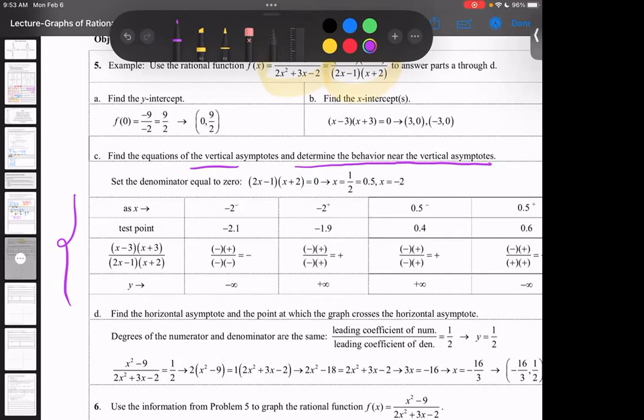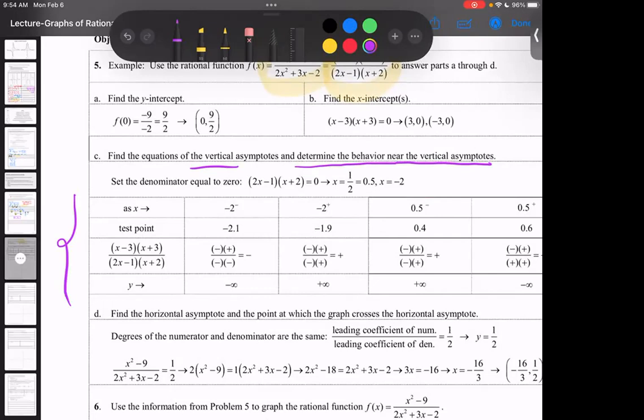Right? -2 from the left. Where's -2 from the left? -3, -4, right? Well, you don't want to pick -3, -4. I would suggest something closer to that, for example -2.1. Same thing with -2 from the right. Don't pick -1 or 0. Pick something near it, which is -1.9. And similarly for the 1/2.